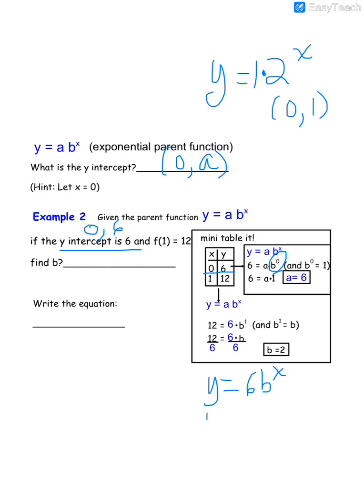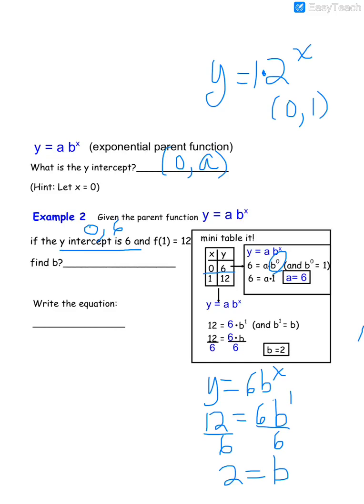That's what I know. So what I can do now is plug in the second point. I'm going to plug in 12 for y and 1 for b. I'm sorry, 1 for x. I did that wrong. So I have b to the first power. So I have 6b equals 12, and I'm going to divide by 6, and I'm going to get 2 equals b, or b to the first power. So that's how I got my answer.